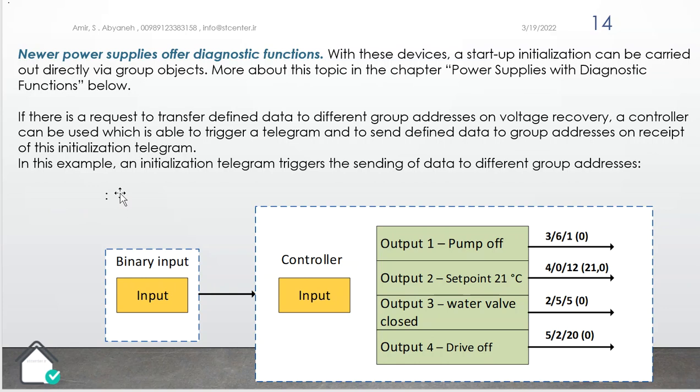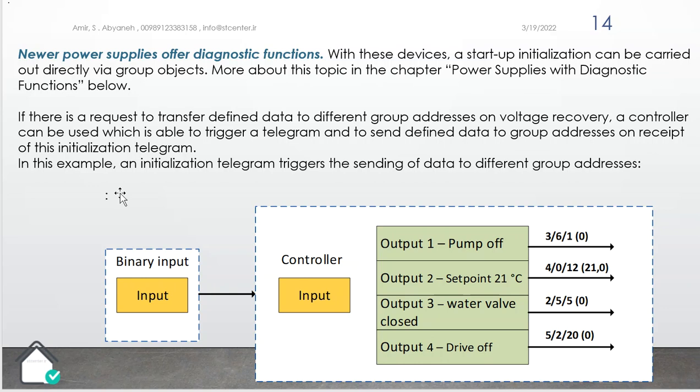Note that newer power supplies offer diagnostics functions. With these devices, a startup initialization can be carried out directly via the group objects. So nowadays, some companies like ABB and similar provide us the power supply with diagnostics functions. So we have group objects that report the input voltage, the output, the current consumption, and many things. So we can use those objects to trigger an event in case of any power failure. More about these topics will be in the chapter on the power supply and diagnostics function.